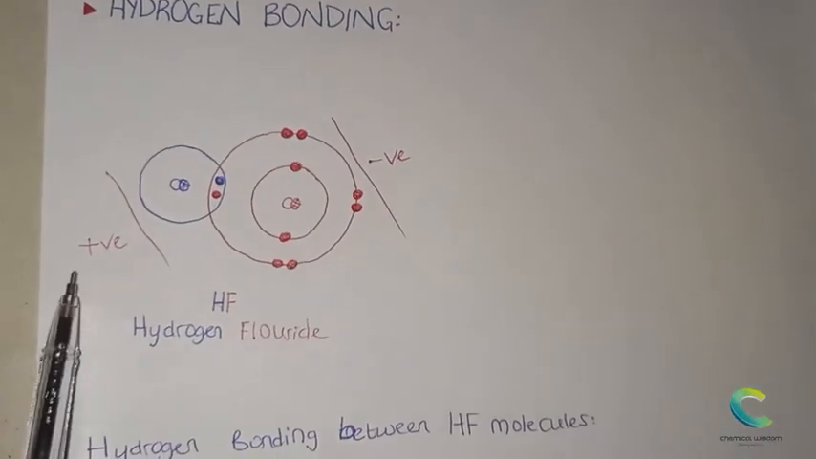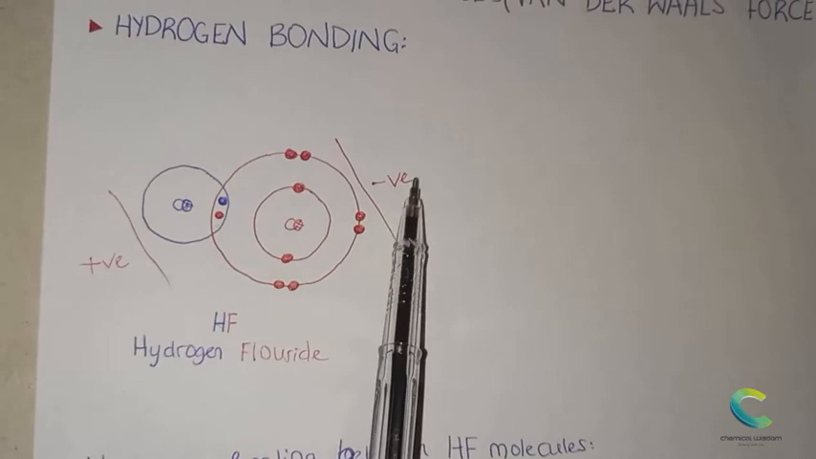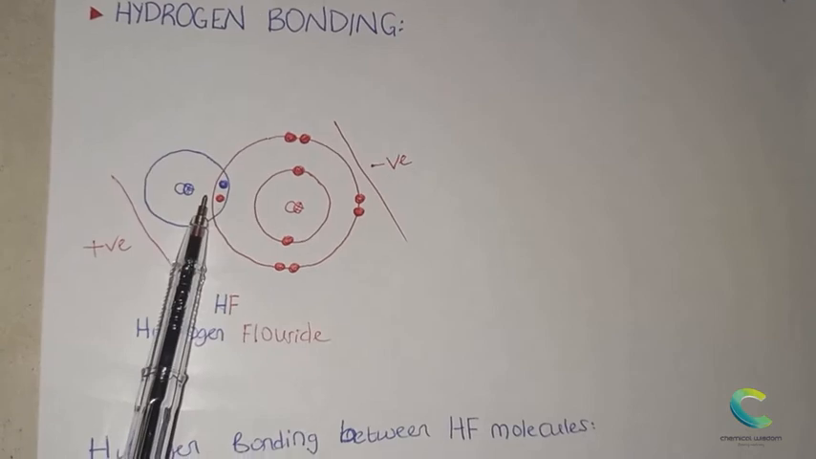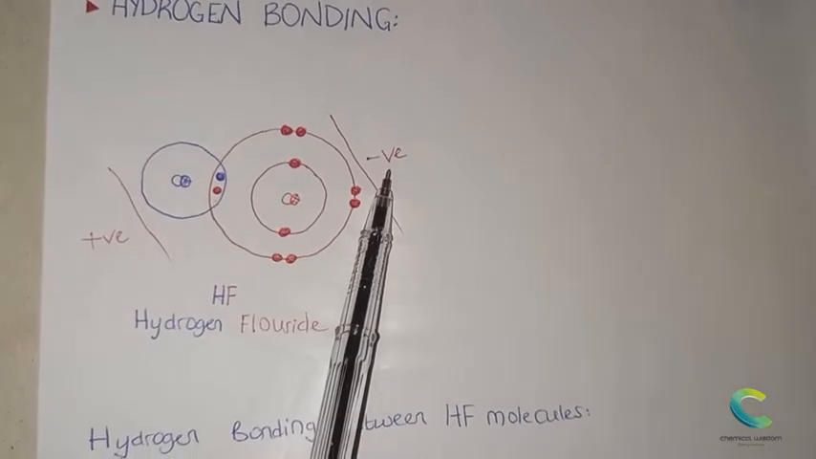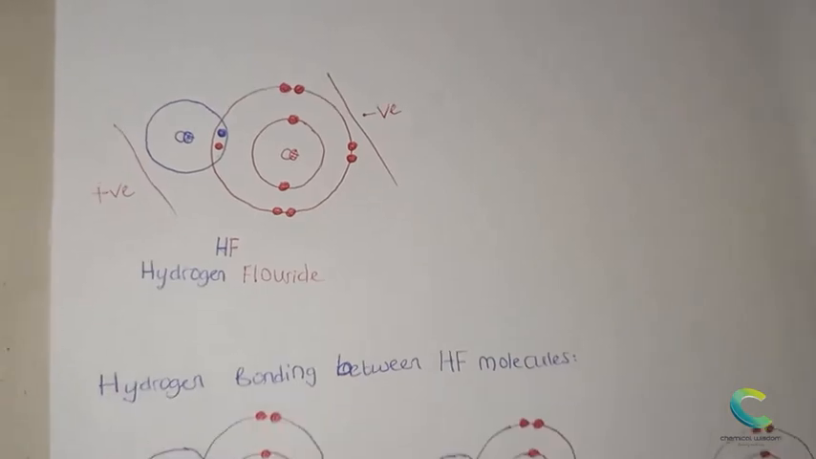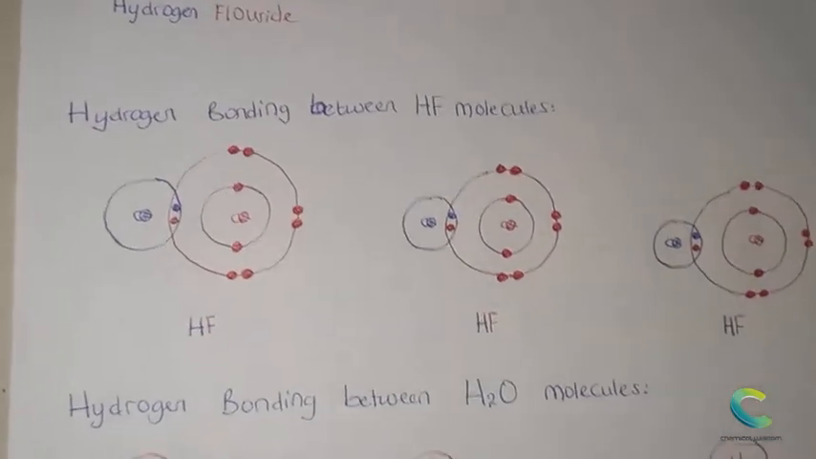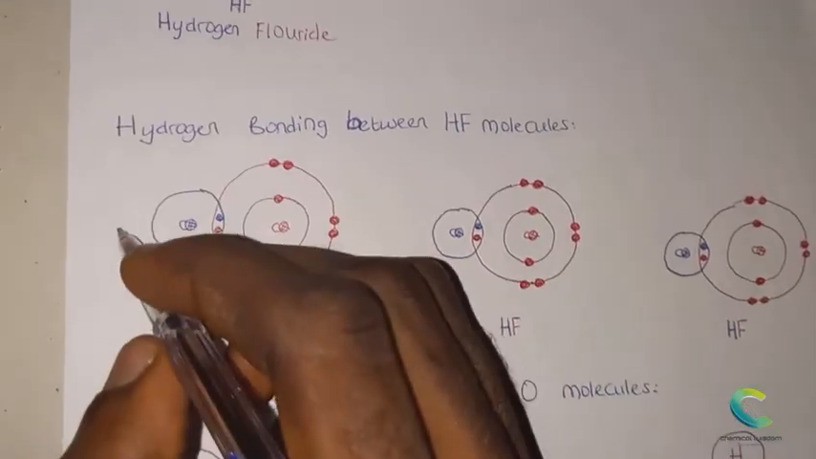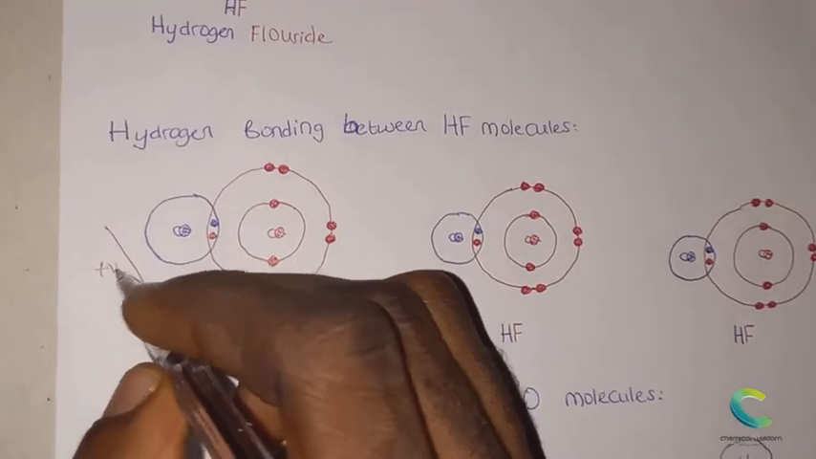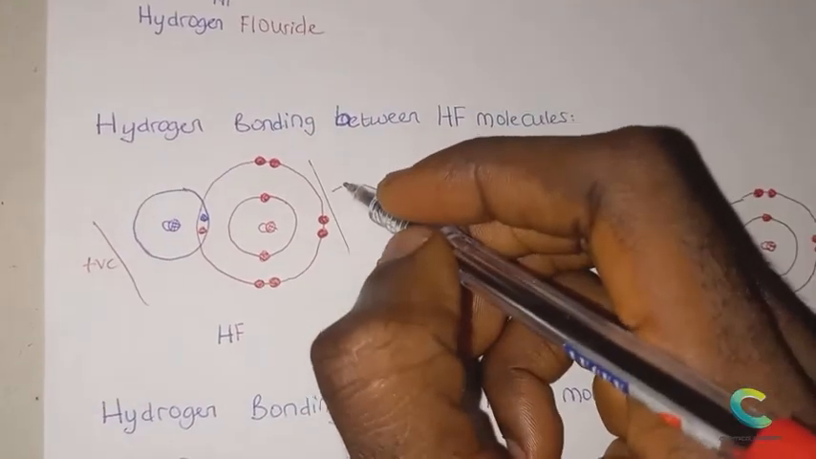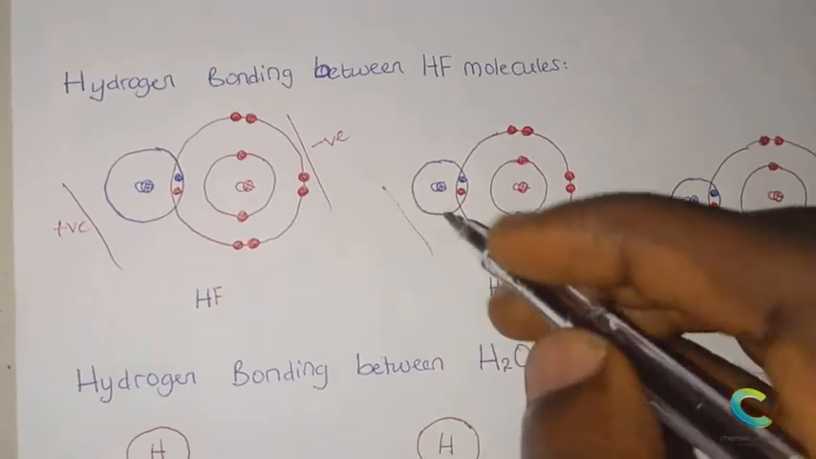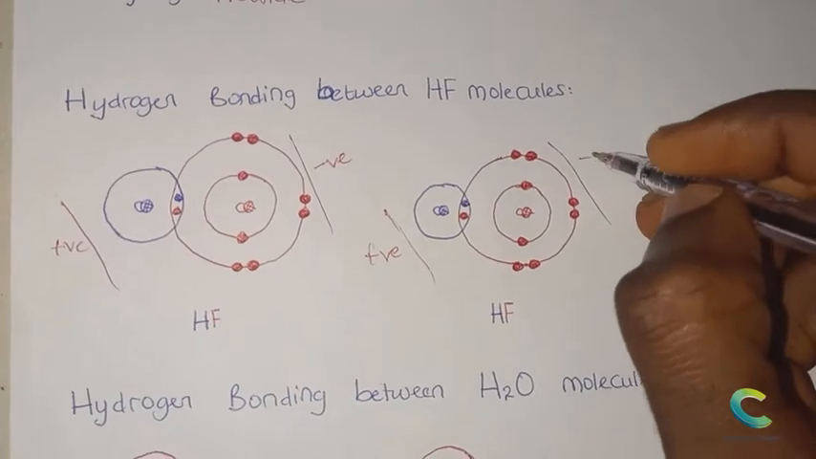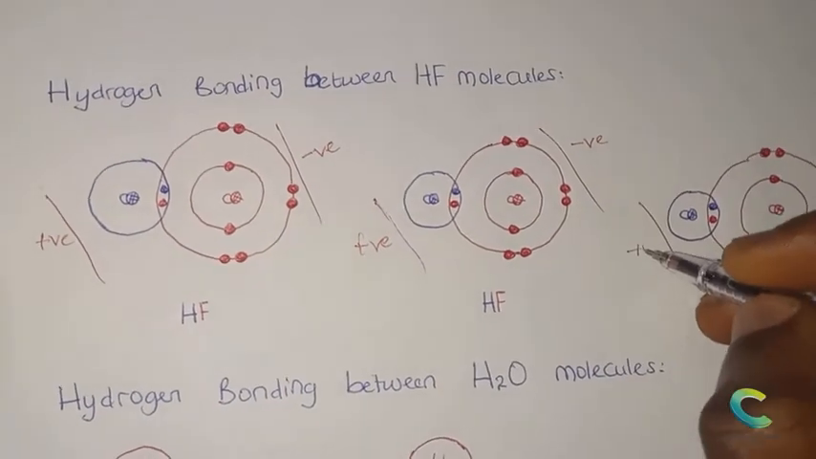What does that mean? This becomes a dipole now. It has a positive end and a negative end. The fluorine pulling the shared pair of electrons towards its nucleus becomes slightly negative, and the hydrogen becomes slightly positive. So when you have many hydrogen fluoride molecules lying side by side or being close to each other, you have the slightly negative end of the fluorine and the slightly positive end of the hydrogen, then again the slightly negative end of the fluorine and the slightly positive end of the hydrogen.